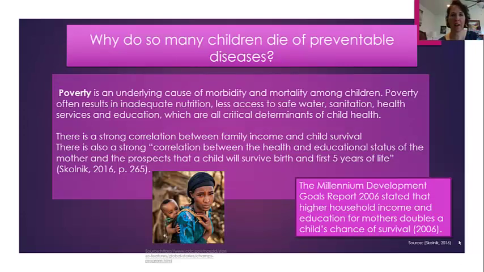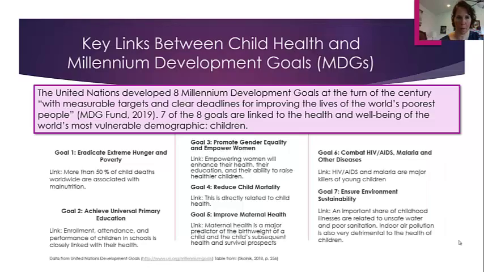Poverty, again, is the underlying cause of morbidity and mortality among children. The Millennium Development Goals report in 2006 stated that higher household income and education for mothers doubles a child's chance of survival. The United Nations developed 8 Millennium Development Goals at the turn of the century, and 7 of the 8 goals are linked to the health and well-being of children.